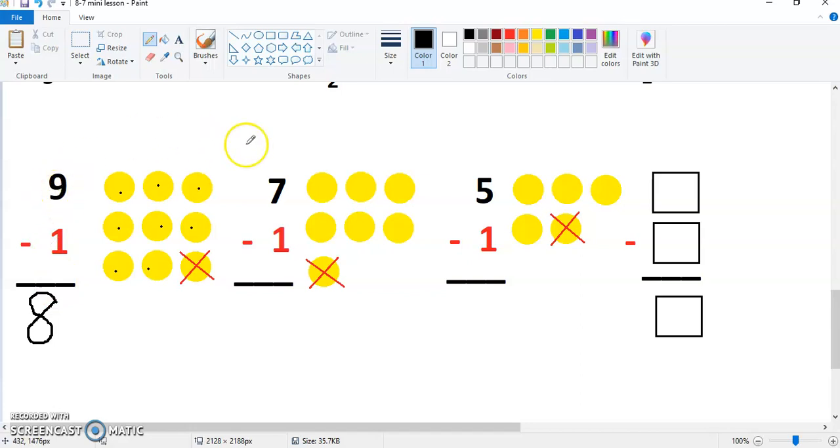Hold on a second. This isn't 1 less. This is 2 less, okay? So we'll keep going with our pattern. 7, take away 1. 7 in all, take away 1 equals how many left over? 1, 2, 3, 4, 5, 6. We'll write a 6.